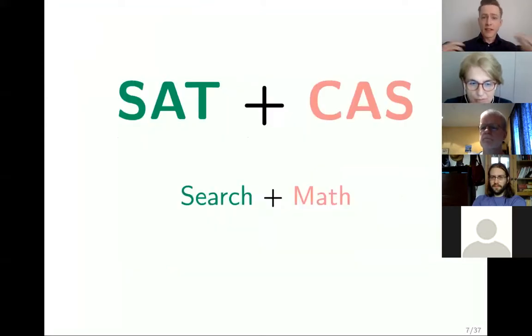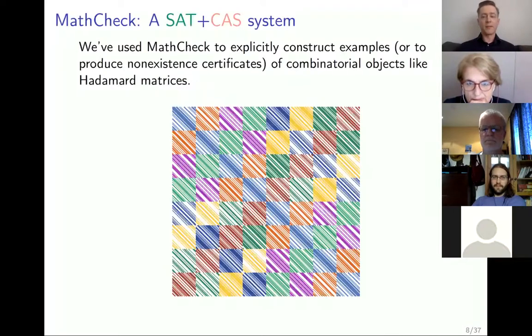Now, this brings me to the SAT plus CAS paradigm, because there are a lot of problems where you want both really good search routines and really good mathematical routines. The SAT problem is inherently a search problem. You're trying to find a satisfying assignment in an exponentially large space of possible assignments. SAT solvers are great at search, but they're not so good at math. Whereas computer algebra systems are great at math and not so good at search. This was the motivation behind MathCheck.